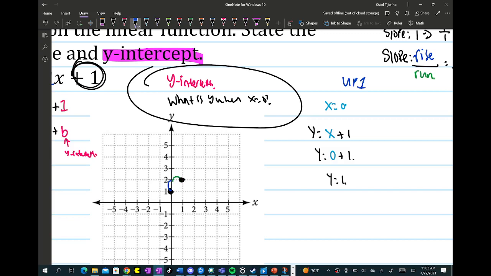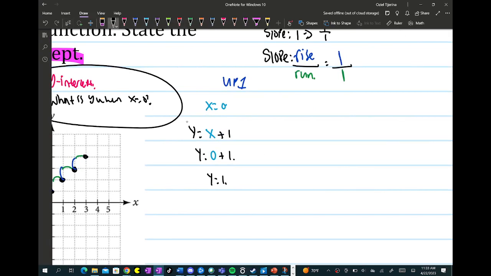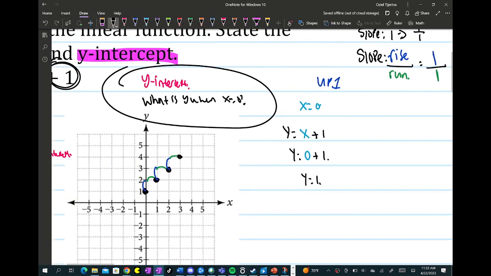And then from there, I'm going to do it again. Up 1, and then over 1. That'll take me to the next point. And then again, up 1, and over 1. That is the idea of slope. You're rising however many units it says on the top, so up 1, and then however many you're running.